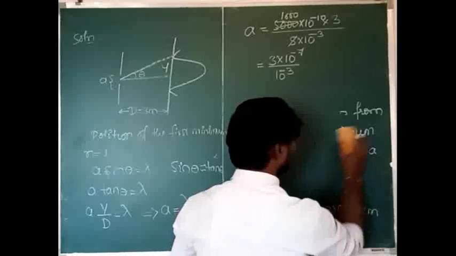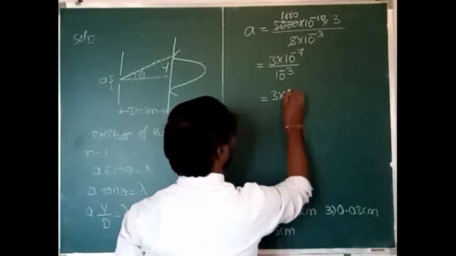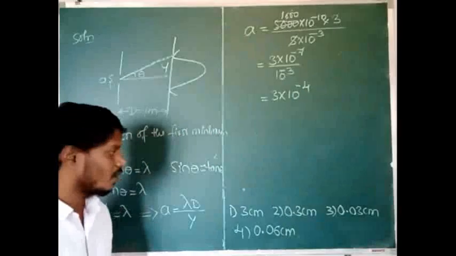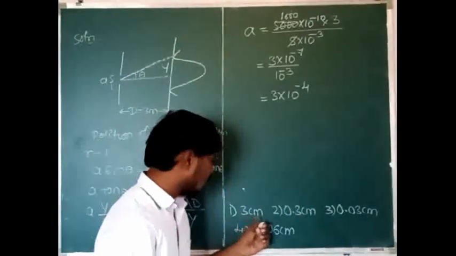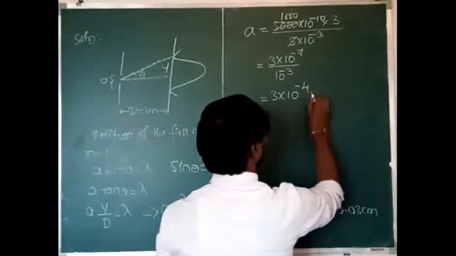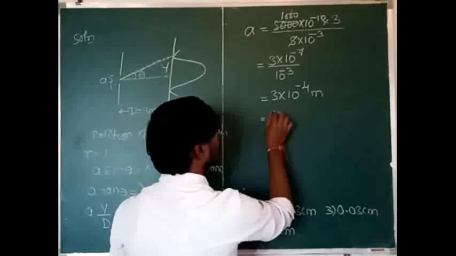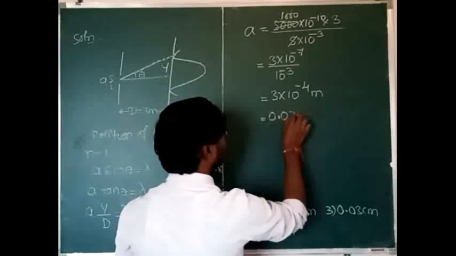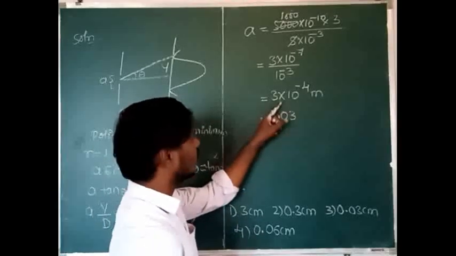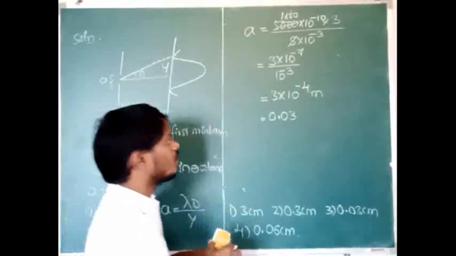Then on simplifying this, 3 into 10 to the power of minus 4. So listen here, the answers are given in centimeter, which means we have to convert this unit to centimeter. So I will displace 2 digits in the left direction. That is 10 to the power of plus 2.